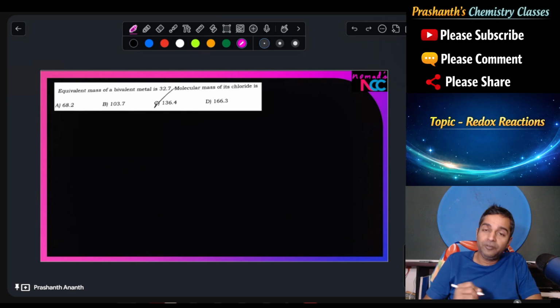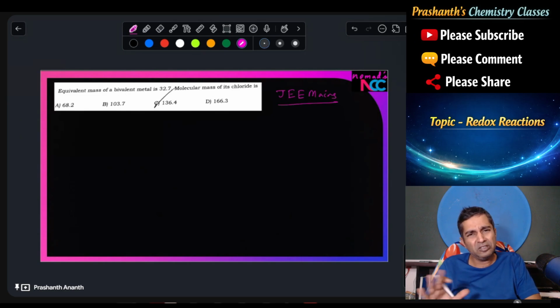Alright, so the first question which we're going to be looking at for now is going to be involving equivalent mass of a bivalent metal which is given as 32.7. Molecular mass of its chloride is going to be how much? This is of course a typical JEE mains type question. It of course can show up in a JEE advanced exam also, but not anytime soon, because it probably would have shown up a long time back. The level of the JEE advanced exam has definitely increased. If this shows up in a JEE mains paper, it would be a reasonably easy to moderate level question. So let's have a look at this question.